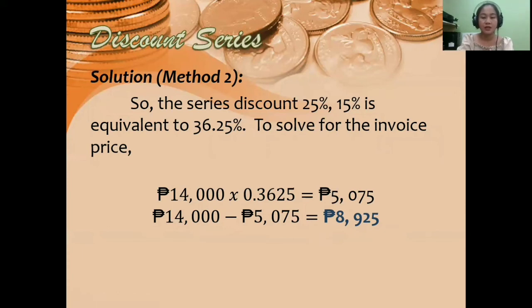So the second method is also a bit long. First, we will find the complement of the percent given, transform them into decimals, and after that, we will multiply the two decimals, subtract from 1, then multiply to the list price and subtract the result from also the list price. So we now obtain the net price, which is 8,925. So that is the second method.